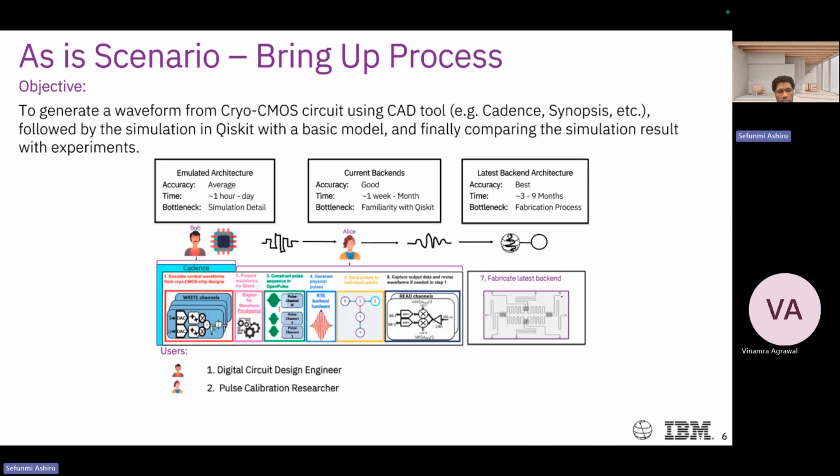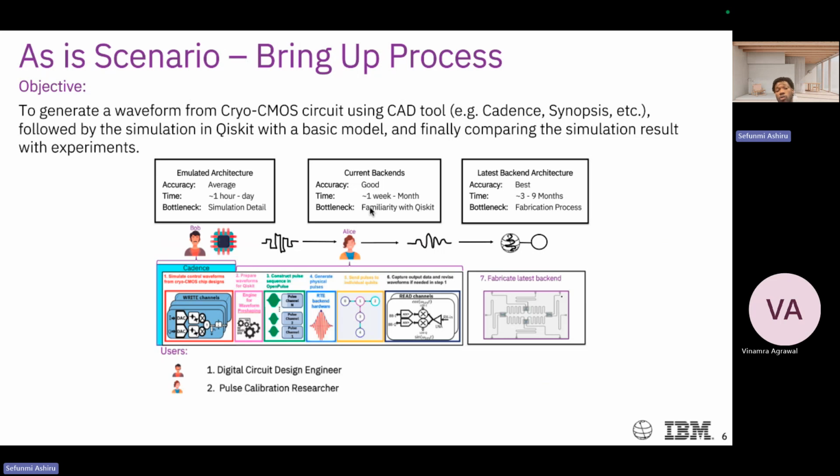So what is the current scenario of bring up in development for a cryo CMOS chip? Well, there are 3 stages of level of detail, similar to SAC, where you can first emulate the architecture so that the hardware engineer can get some quick feedback within an hour to a day, but the accuracy is not the best. You can use the current backends that are already developed and take that simulated waveform, but then you need someone like Alice or a calibration researcher who can manually take that and massage it into something that can be used on the qubits.